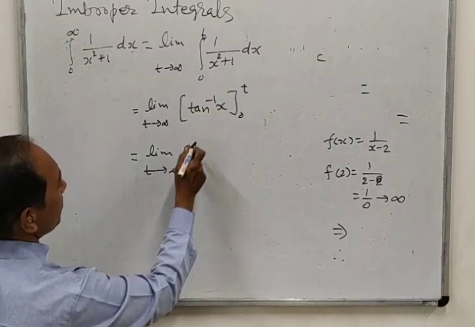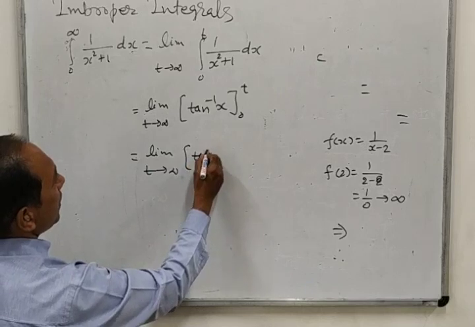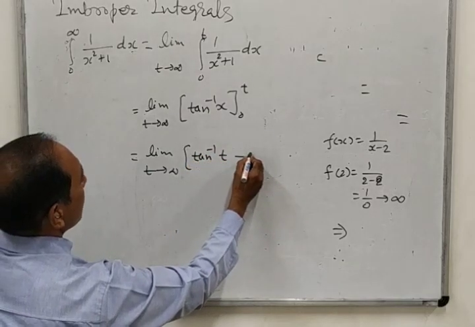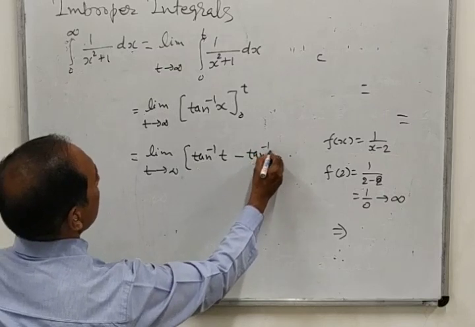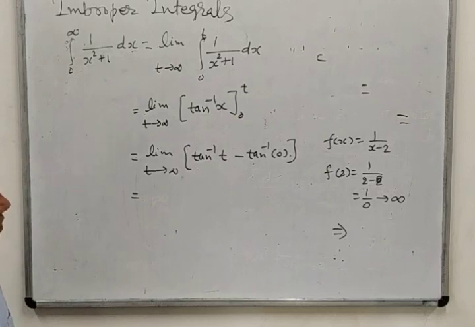Now we put the values. Bracket you always use. Tan inverse x from 0 to t equals tan inverse t minus tan inverse 0. Okay, tan inverse 0. So now we will put the values.